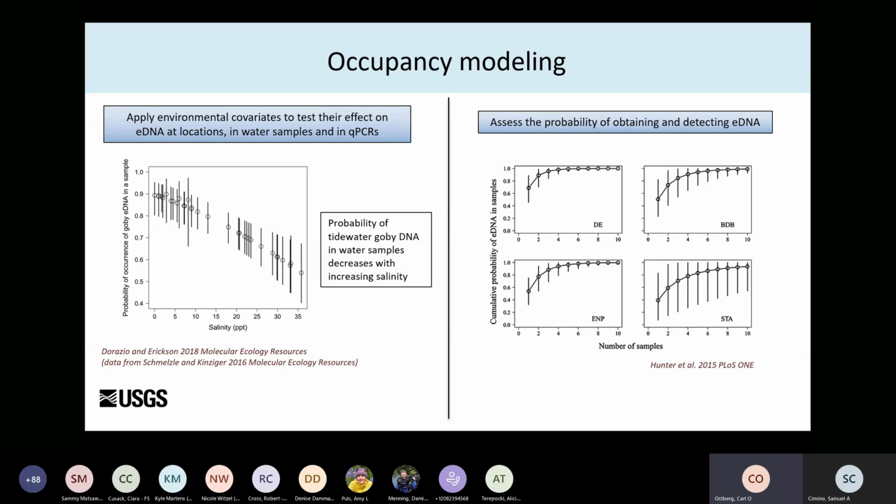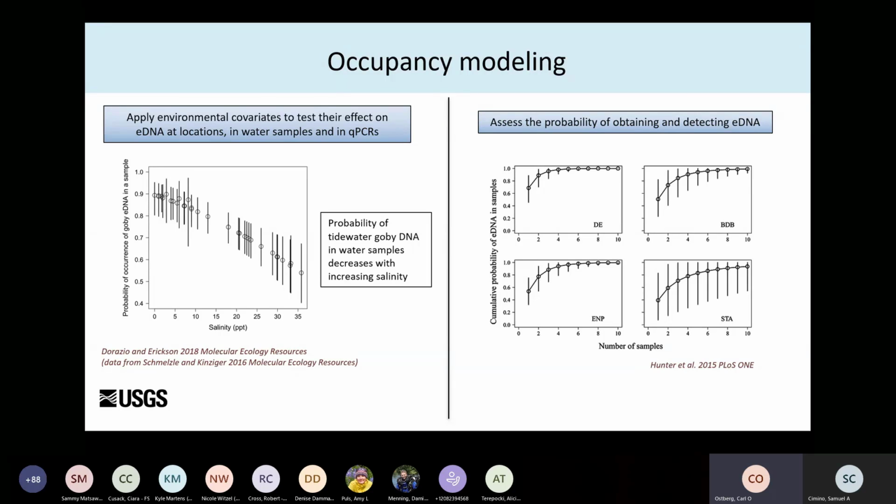And models can be used to assess the probability of obtaining and detecting eDNA. So the figure on the right shows how the probability of collecting eDNA at a location increases with the number of water samples. So there are 4 water samples here, and the results show that your probability of collecting eDNA using the same number of water samples might differ among sites.